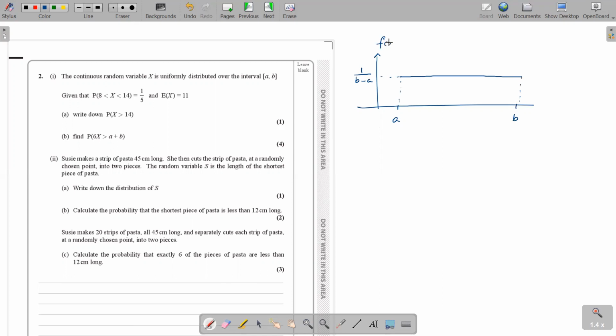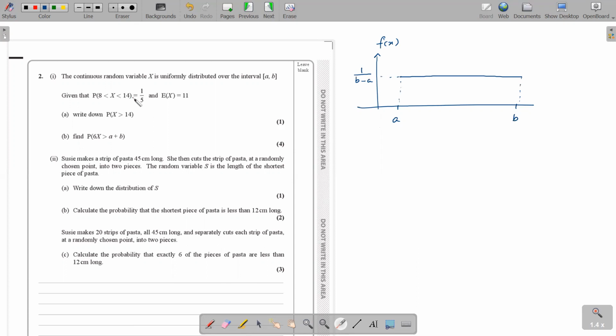Okay, now they have given you the probability. You know the total probability under the rectangular graph is 1. They have told you the probability for x value between 8 and 14 is 1 over 5. So you only have 1/5 of the area. The remaining 4/5 is outside.